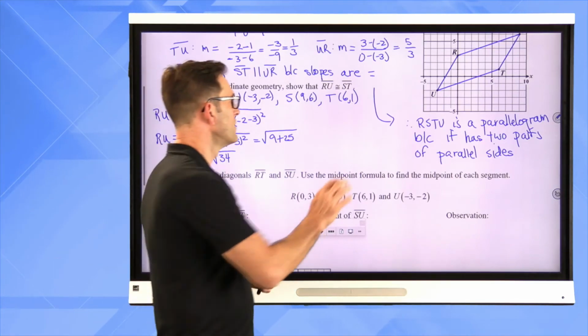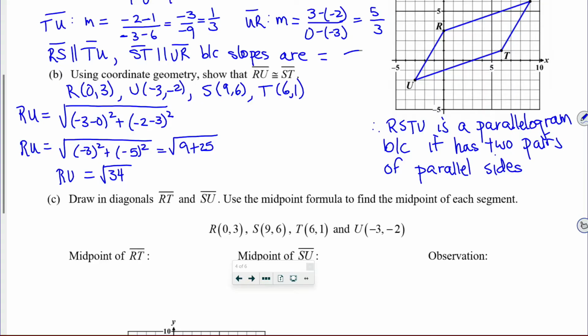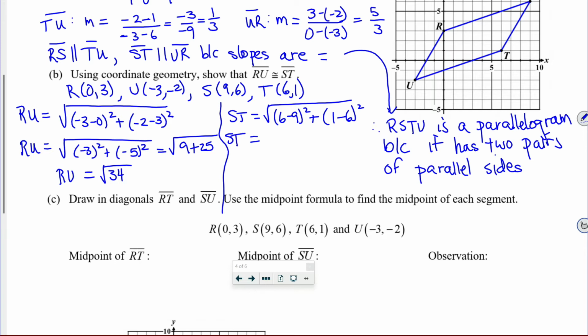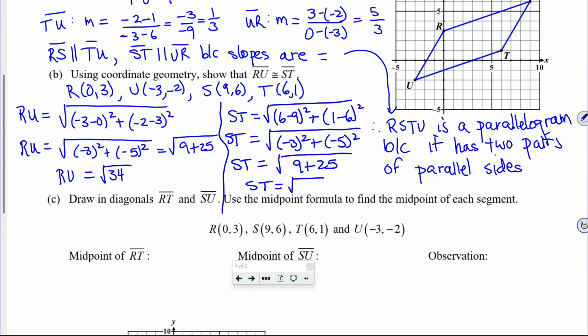All right, I'm going to erase this little arrow here and maybe draw it over here, to give myself a little more room. All right, ST is going to be the square root of (6 minus 9) squared plus (1 minus 6) squared. So that's going to be the square root of (-3) squared plus (-5) squared. It's going to be the square root of 9 plus 25. And there it is, ST is again the square root of 34.